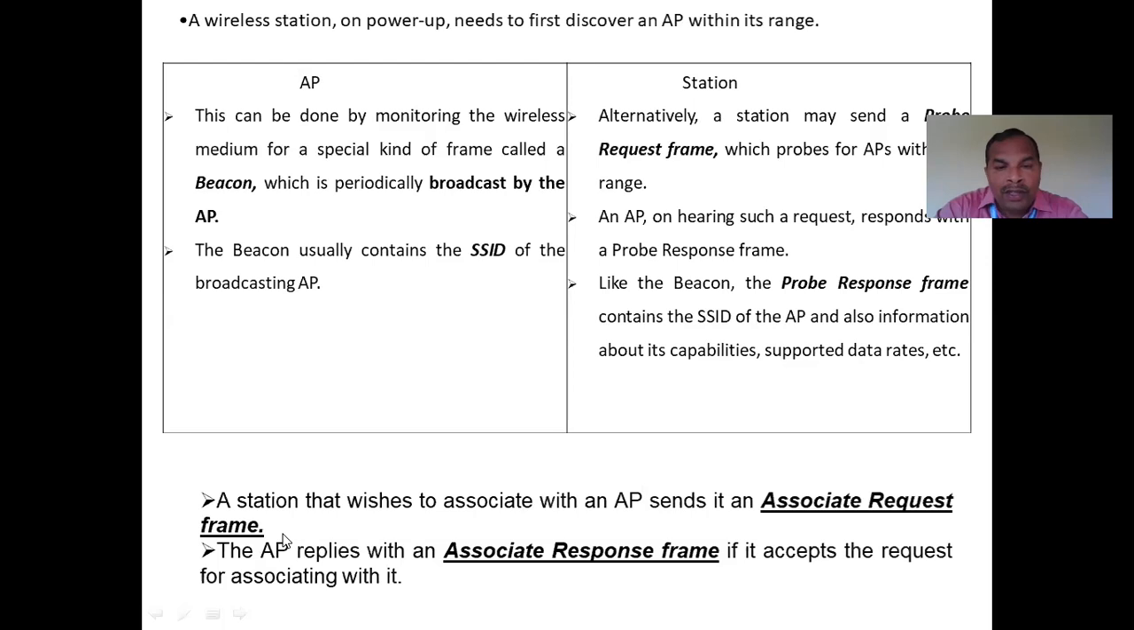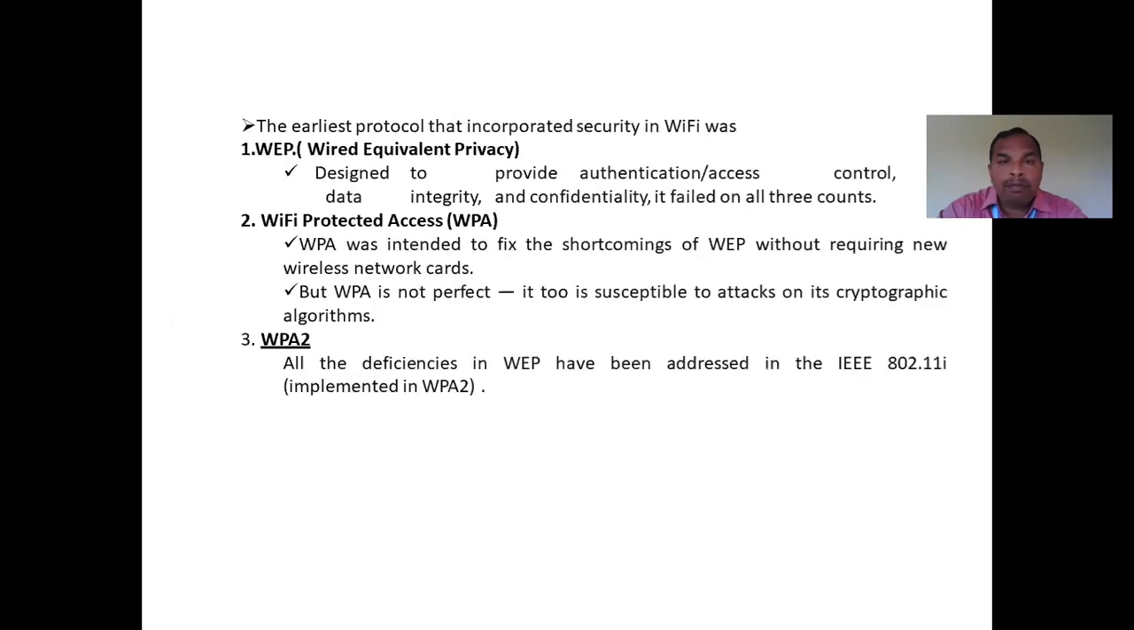And every station is going to have association with the AP. So a station that wishes to associate with the AP sends a request called the associate request frame. And similarly, immediately after receiving the request from the station, the AP also gives a response. The response is called the associate response frame. So we understood that there is communication between a station and the AP. A station puts a request to the AP through the associate request frame, and the AP gives a response for that request through the associate response frame.